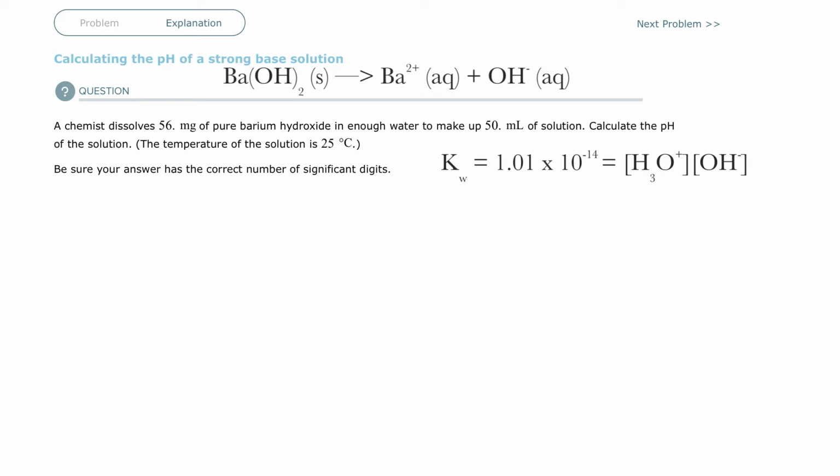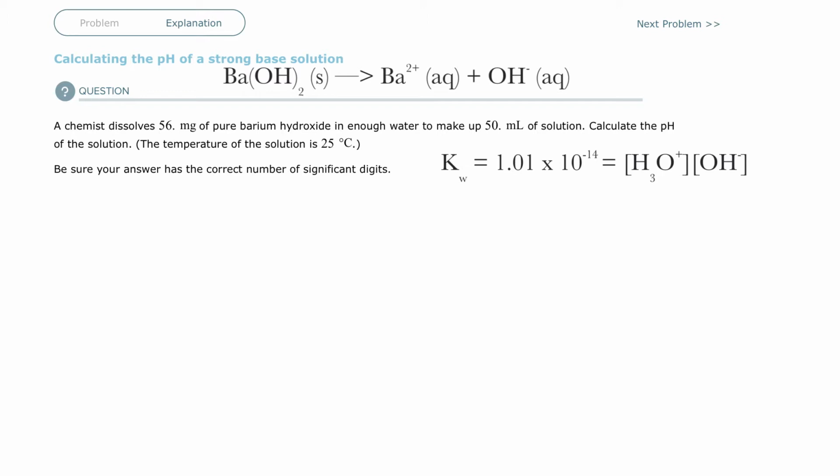Welcome back. This is an Aleks training video on calculating the pH of a strong base solution. Strong bases are mostly hydroxides, either column 1, group 1 or group 2 hydroxides. And remember, strong means that when you put it in water, it completely dissociates. It breaks completely apart into positive and negative ions.